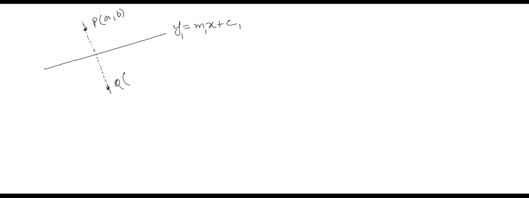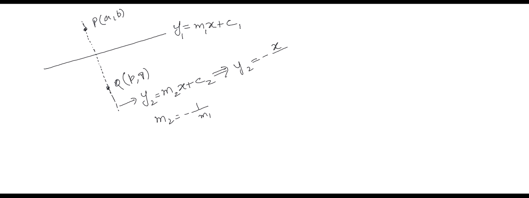Call it PQ. Let's say it is PQ. First of all, this itself will be a straight line, right? Yeah. So that will follow something like y2 equal to m2x plus c2. First of all, we know that m2 is going to be minus 1 over m1, right? Yes. So that straight away tells that this equation is going to be y2 equals minus x over m1 plus c2.